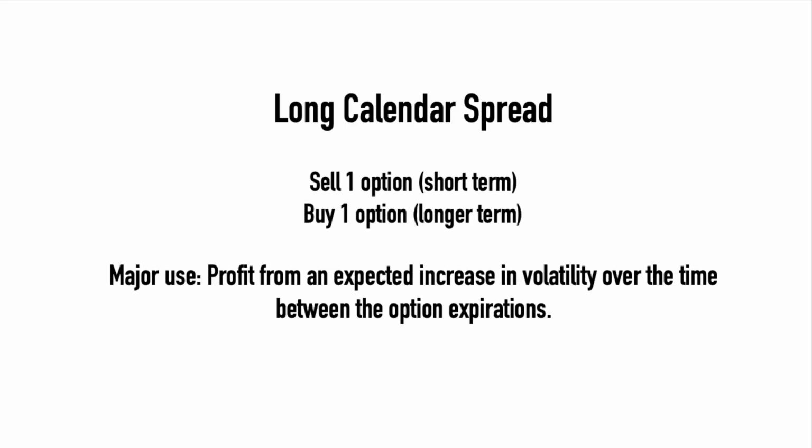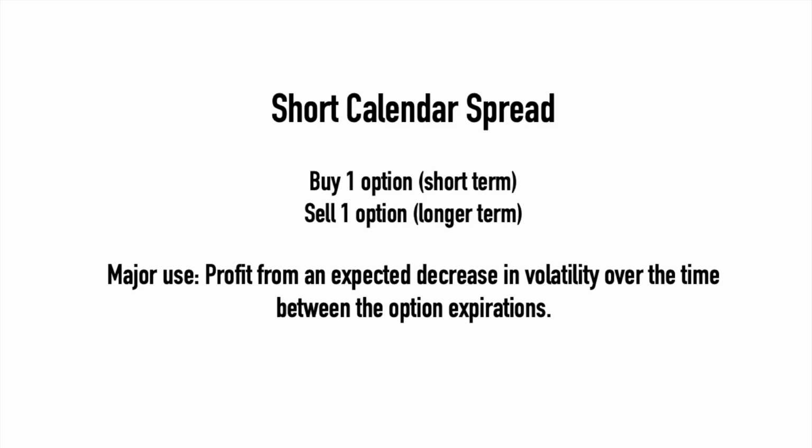Calendar spreads in general are taking a long and short position in the same derivative, but with each leg at a different expiration date. A long calendar spread would be selling a shorter term option and buying a longer term option, and this is used if volatility is expected to increase during that time in between the shorter and longer term options. And note, since they are at different times to expiration, that increase in volatility would have to be sufficient to account for the natural decay in an option's value as its time to expiration decreases.